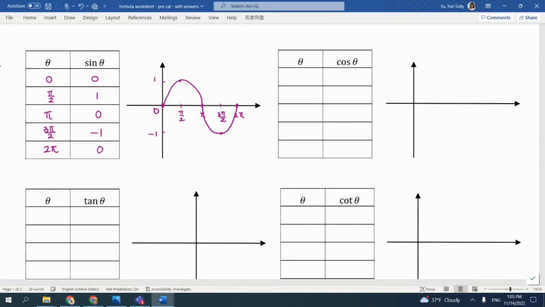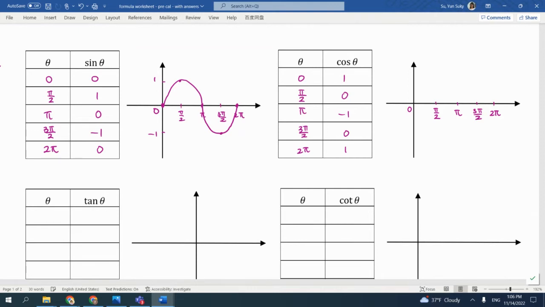Okay, cosine. Also 5 key points. They are the same as before: 0, pi over 2, pi, 3 pi over 2, and 2 pi. And the cosine starts with what? 1. So 1 and then 0, -1, 0, 1. Yes.